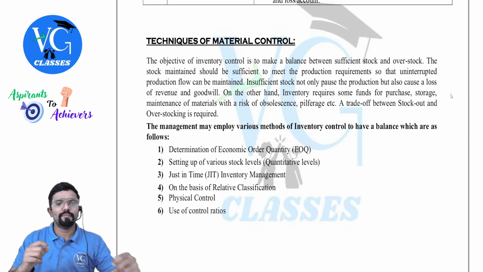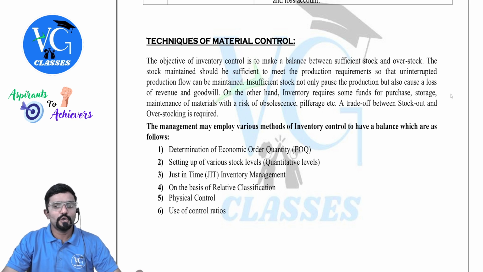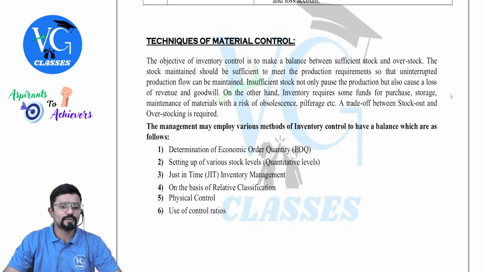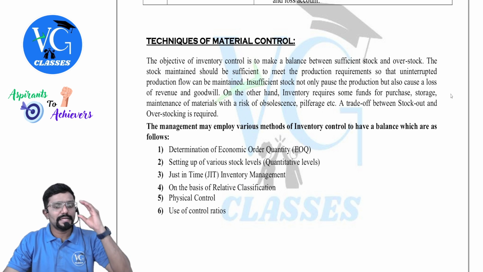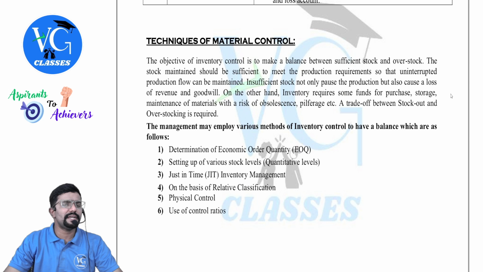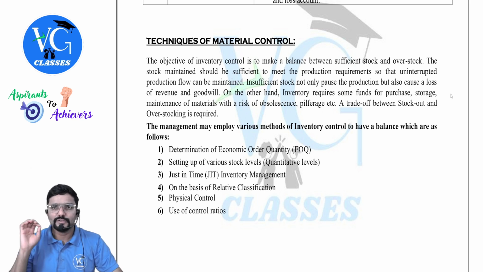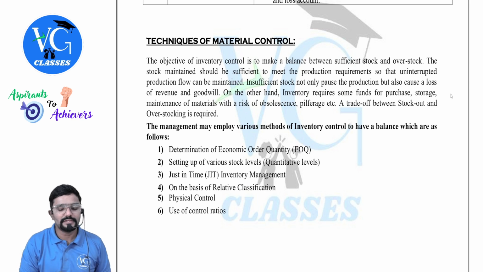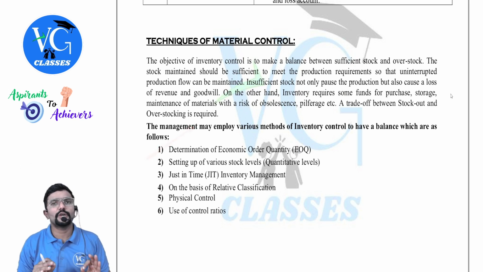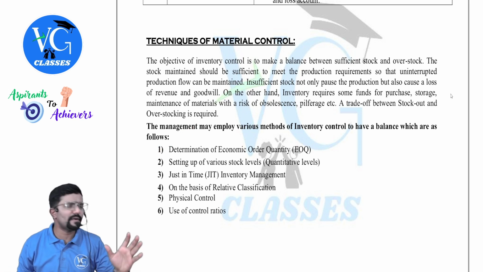The management may employ various methods of inventory control to have a balance, which are as follows. First one, determination of economic order quantity. Second one, setting up of various stock levels, that is, quantitative levels we call it. Then just in time inventory management, classification on the basis of relative importance, physical control, and use of control ratios. All this one by one in detail we will be learning, guys. Clear? So the first one we are taking now is determination of what? Economic order quantity. Important topic, guys.